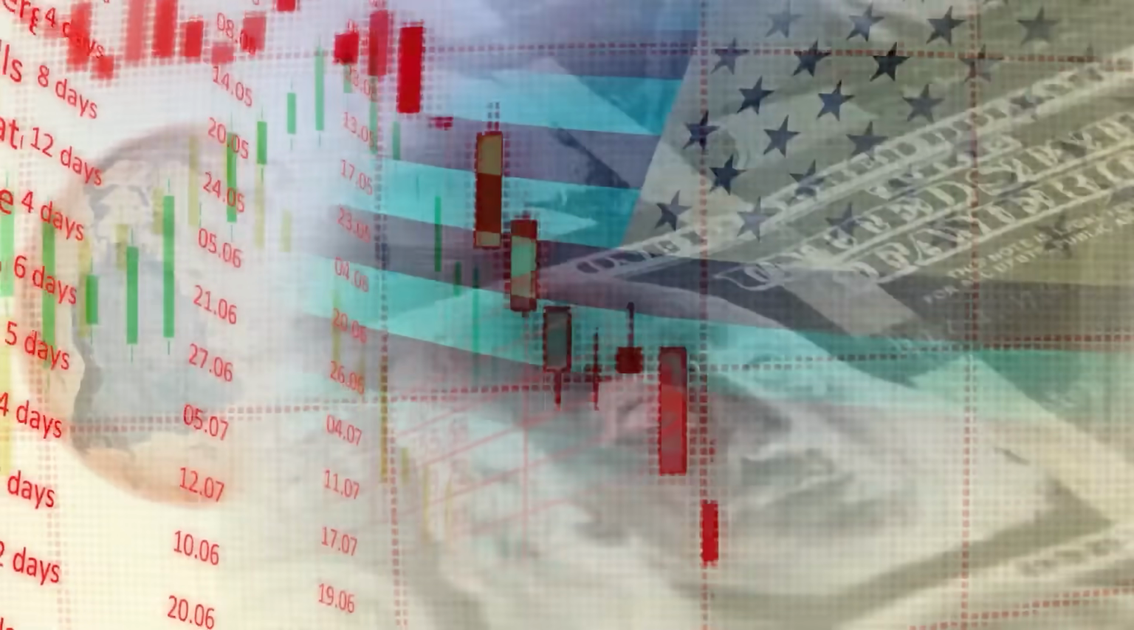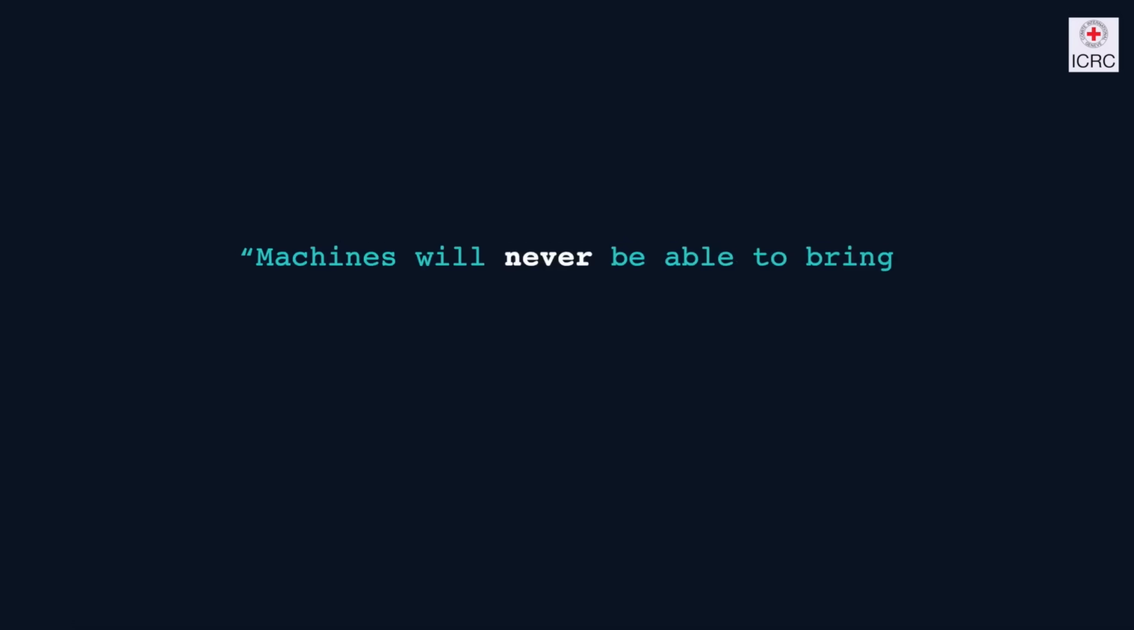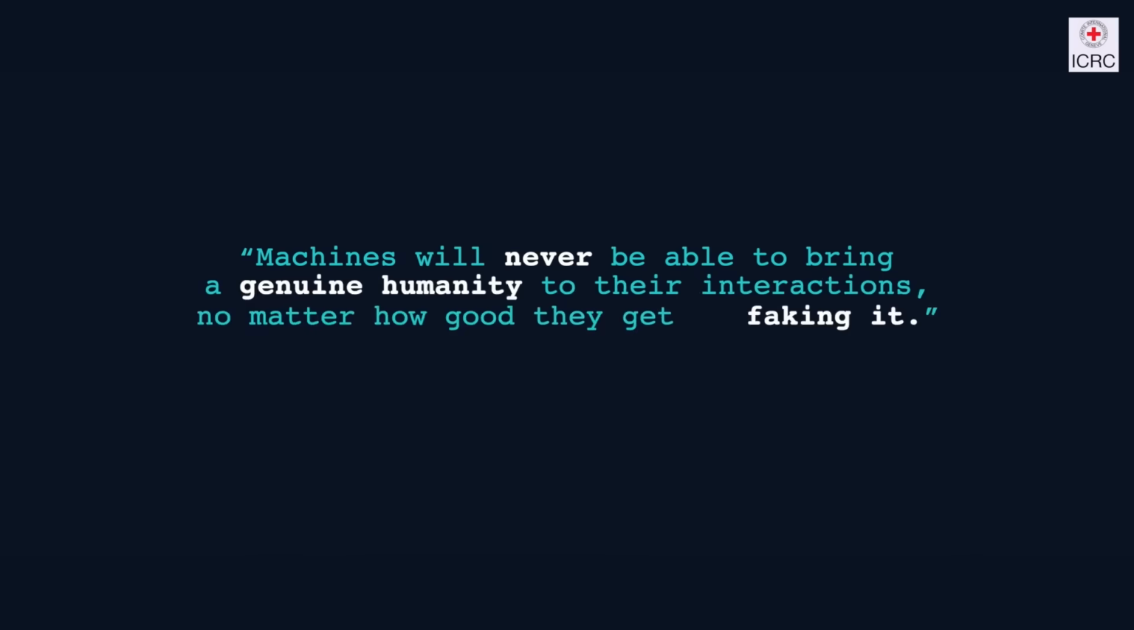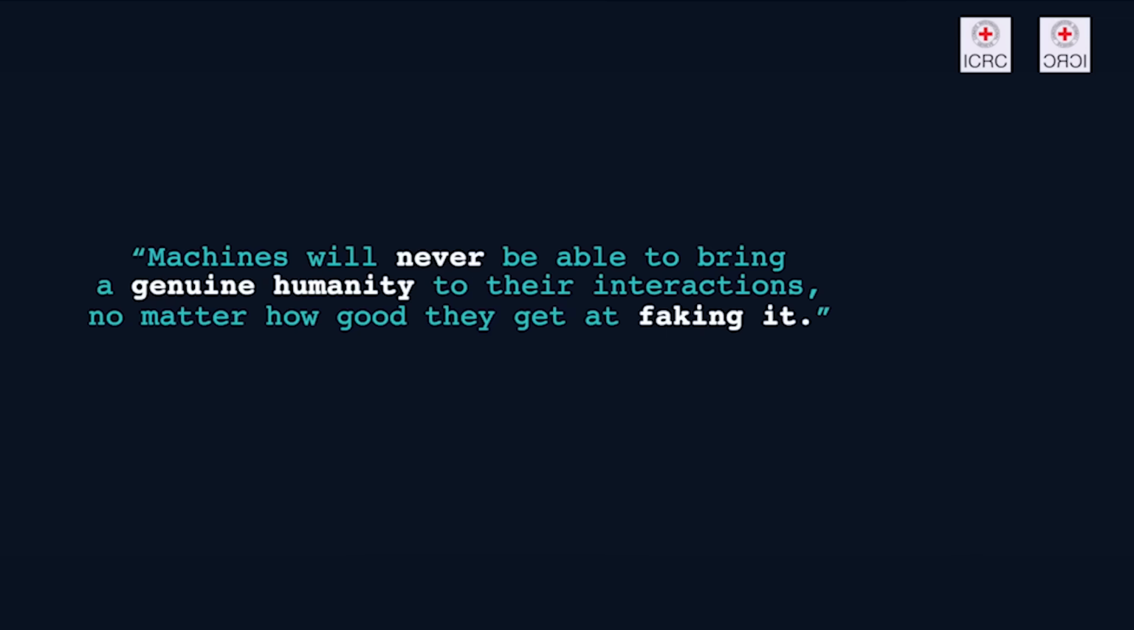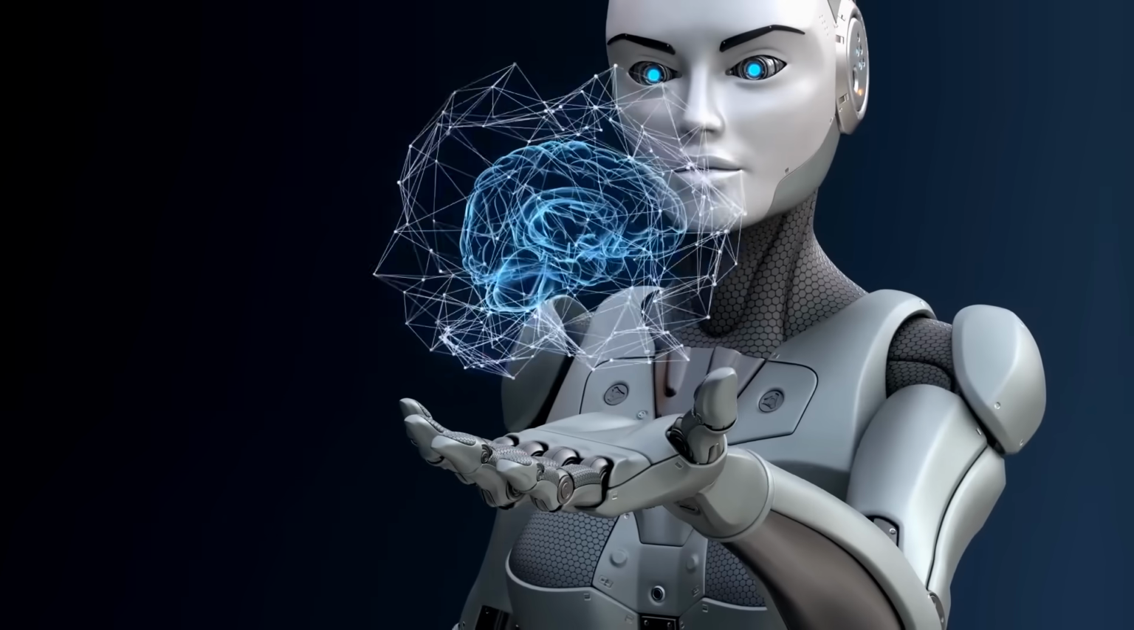These developments aren't isolated failures or edge cases. They reflect the same underlying shift. Systems are being designed to act with more independence and less friction. Different domains, identical trajectory. The agent arms race is the real accelerator. This shift didn't happen in a vacuum.